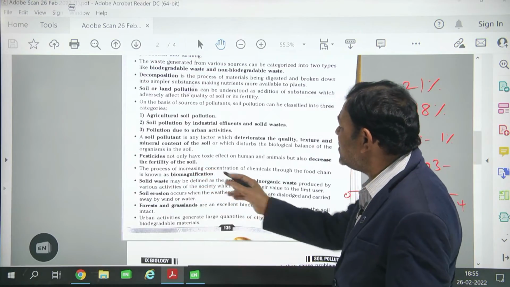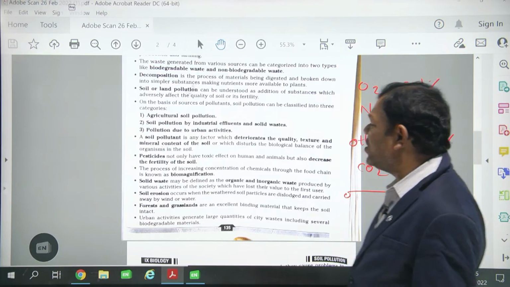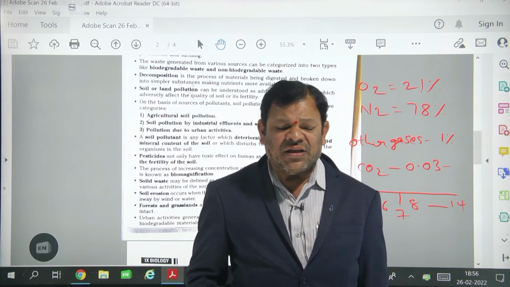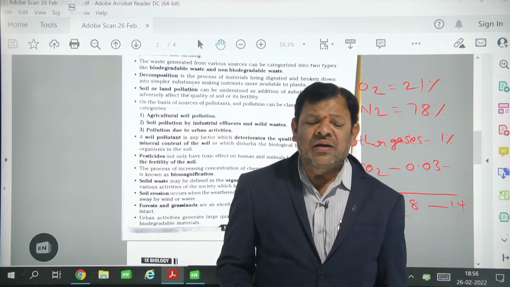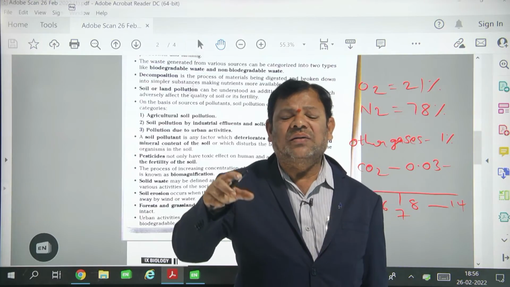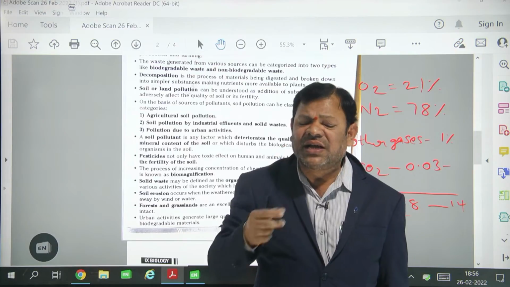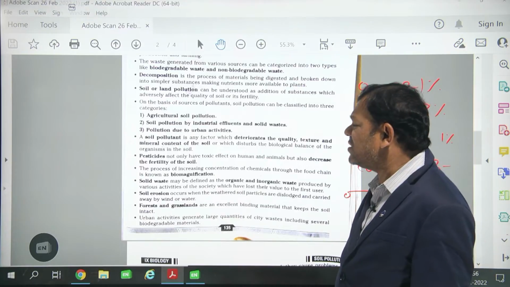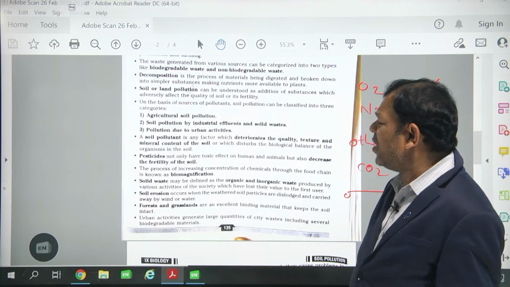Biomagnification. The process of the increasing of the concentration of a chemical through the food chain is known as biomagnification. For example, every day the population is increasing, so that's why we are applying pesticides to crops. If pesticides are applied to crops, and we depend upon those crops and eat them, the pesticides also enter our body. That process of the increasing of the concentration of the chemical through the food chain is called biomagnification.